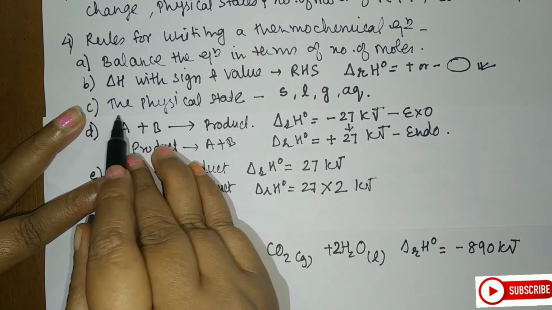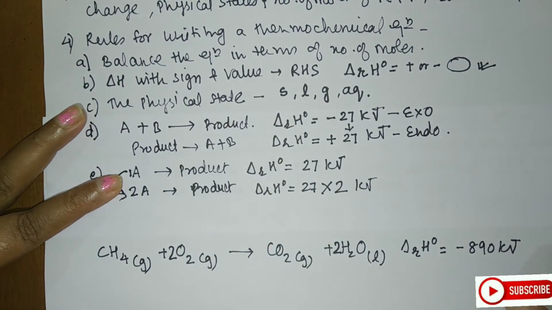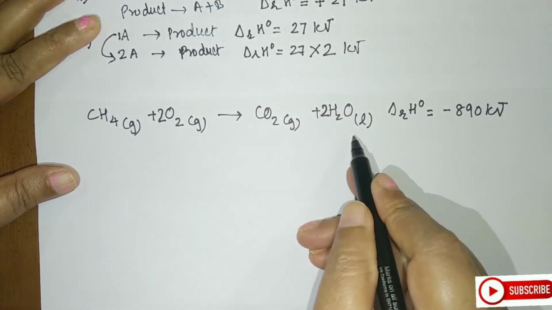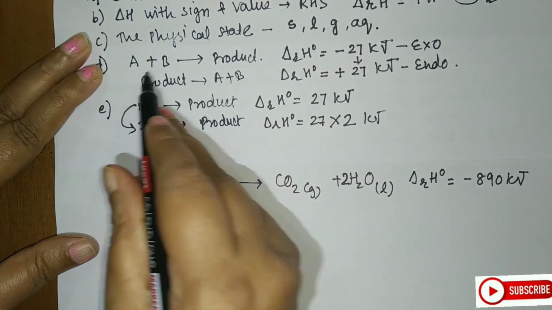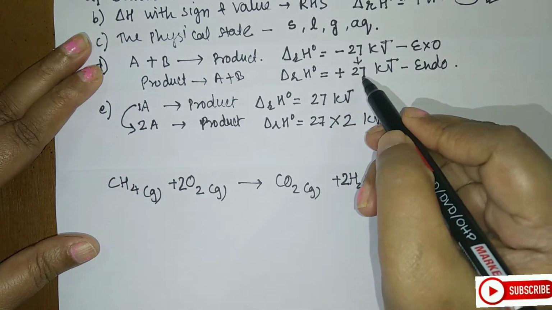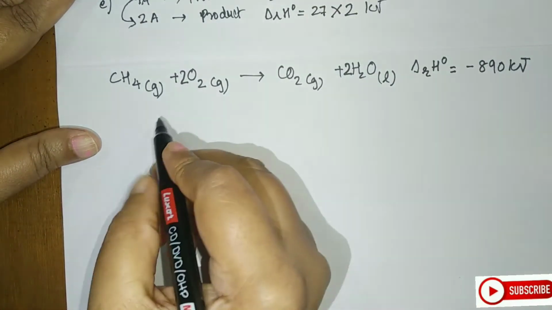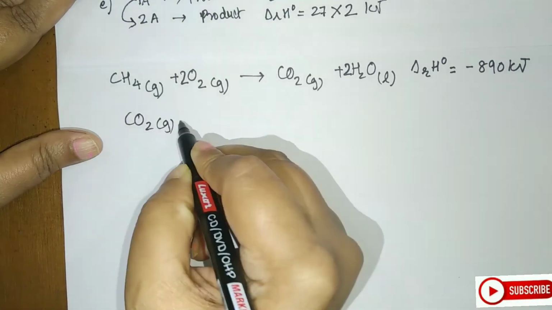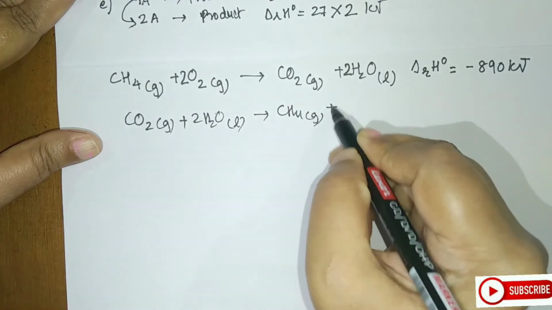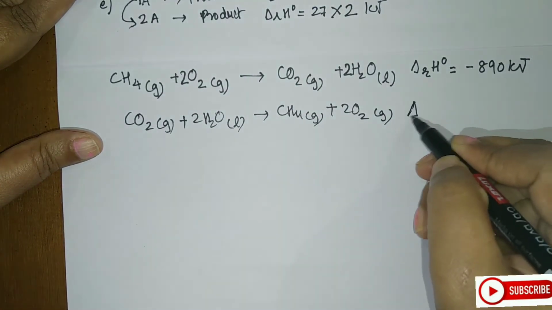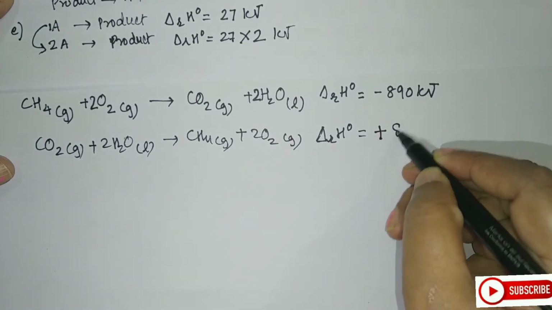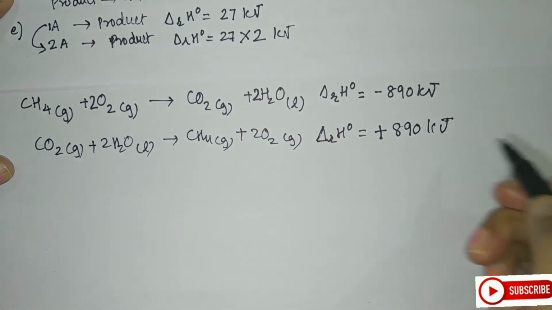Now, the third rule is you have to write the physical state of each and every reactant and product involved in the reaction. So, if you see here, I have written the physical states also. The next rule is: if the reaction is reversed, then the sign of this enthalpy change will reverse while the magnitude will remain the same. What it means is that if I write the equation in this form, that is 2H2O liquid gives methane plus 2O2 gas, then for this enthalpy value we have written here, only the sign will change but the magnitude will remain the same. So this is the next rule.